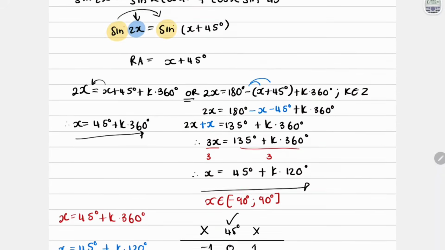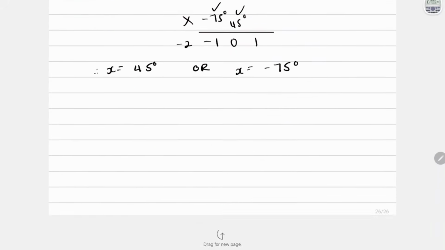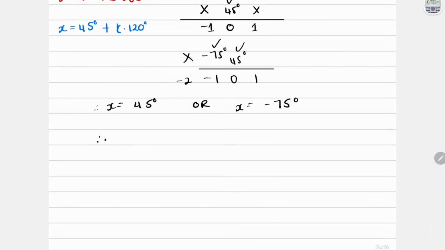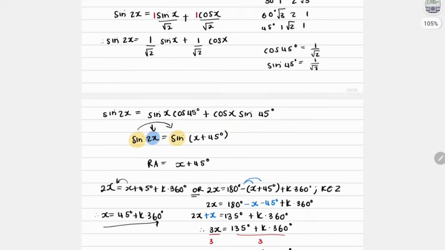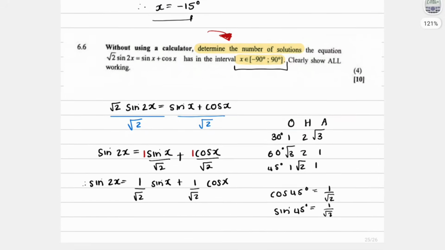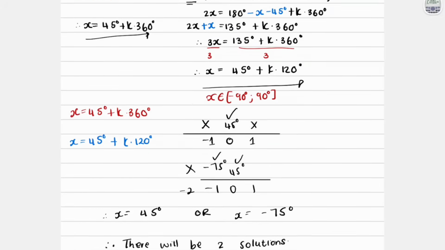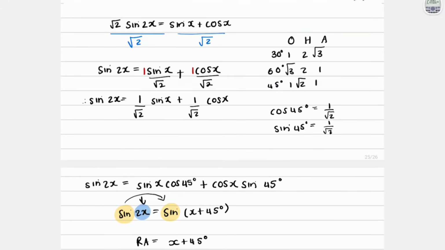So our solution is, the question is, how many? Determine the number of solutions. We will have 2 solutions. So I'll just conclude: we will have 2 solutions, or there will be 2 solutions. Okay, so that is the answer to that one. Hopefully there weren't mistakes. If there are mistakes, grade 12s, please do let me know. Okay, so that is it for that question, and that is it for question 6.